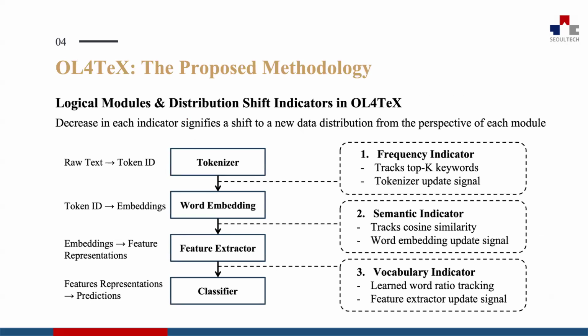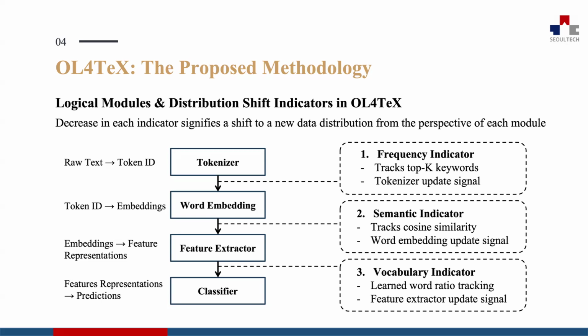So in our modular update approach, we decompose the entire text classification model into four distinct modules, each with distinct roles. So these are tokenizer, word embedding, feature extractor, and classifier. And this modular design accommodates a broad range of neural network-based models.